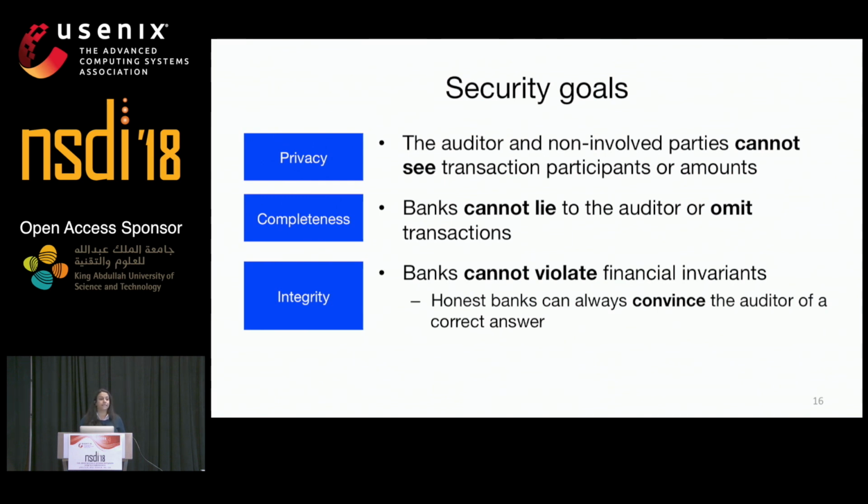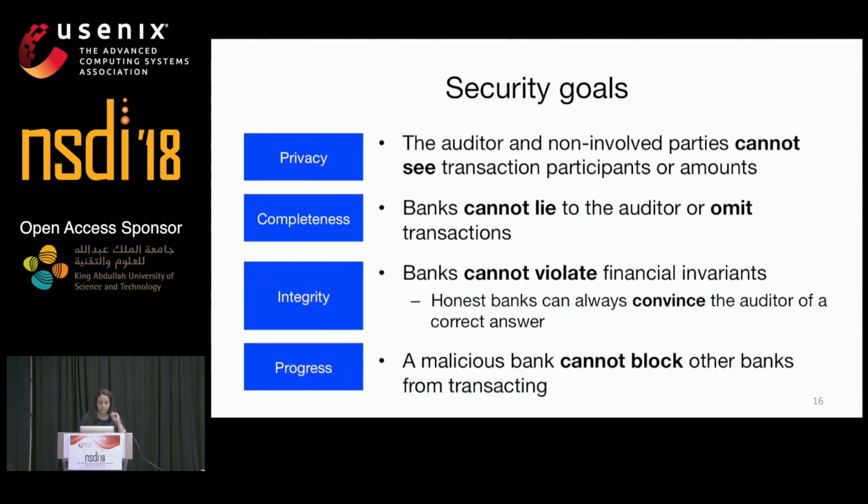Third, we want to provide integrity. Banks shouldn't be able to violate financial invariants, and in particular, an honest bank should always be able to convince the auditor of a correct answer. And then finally, we want to ensure progress. It shouldn't be the case that a malicious bank can block other banks from transacting.